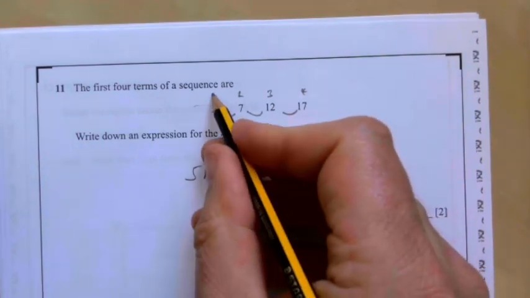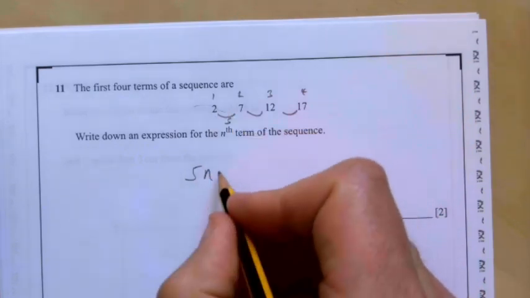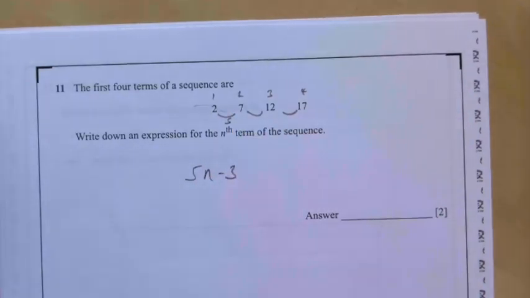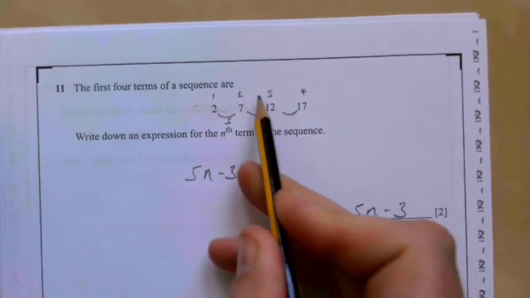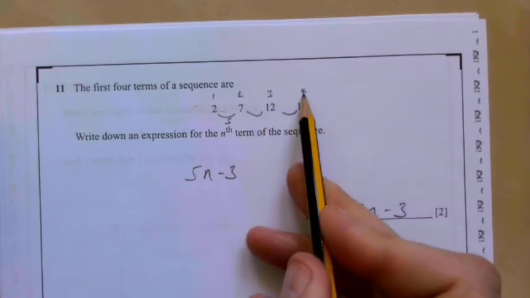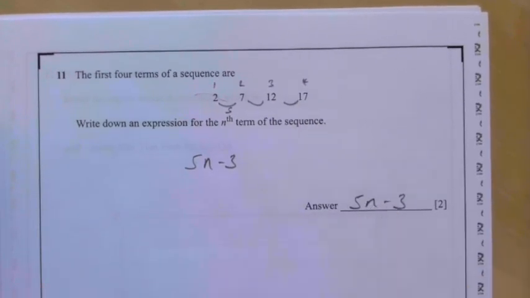I substitute the number 1 into this formula. 5 times 1 gives me 5, but I want 2, so it's 5n minus 3. I also check that it works for some of the other numbers. Let's check it works for the number 4 just to make sure we're right. 5 times 4 gives me 20, take away 3, which is 17. So it's worked for that.